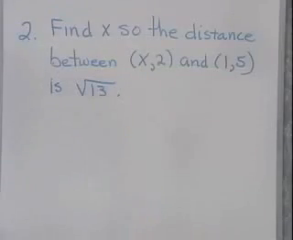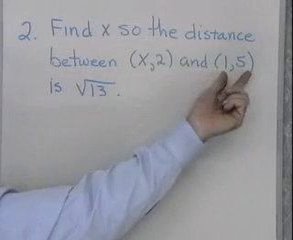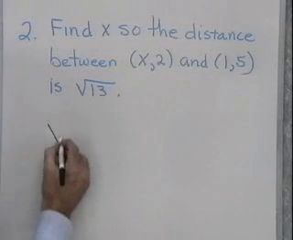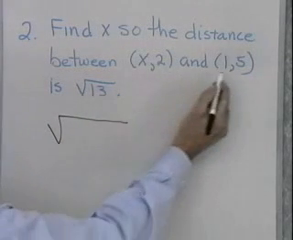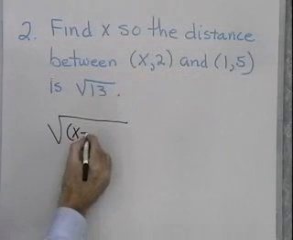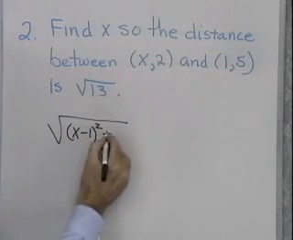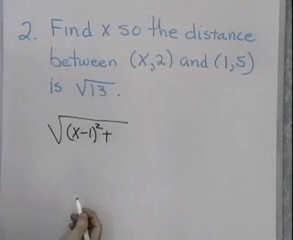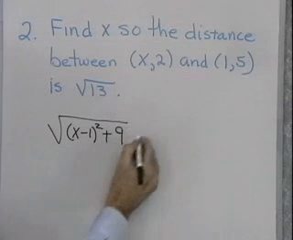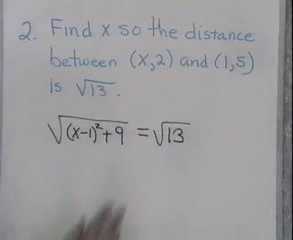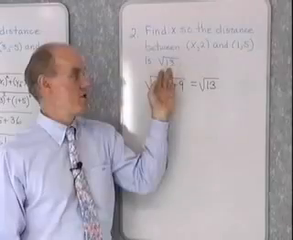For problem number 2, we want to find x so that the distance between (x, 2) and (1, 5) is square root 13. So let's use our distance formula. The distance between this point and this point will be the difference of the x-coordinates squared. So I'll take (x minus 1) squared plus the difference of the y-coordinates. 2 subtract 5 is negative 3, squared is 9. That's equal to square root 13. So the distance between these 2 points is square root 13.